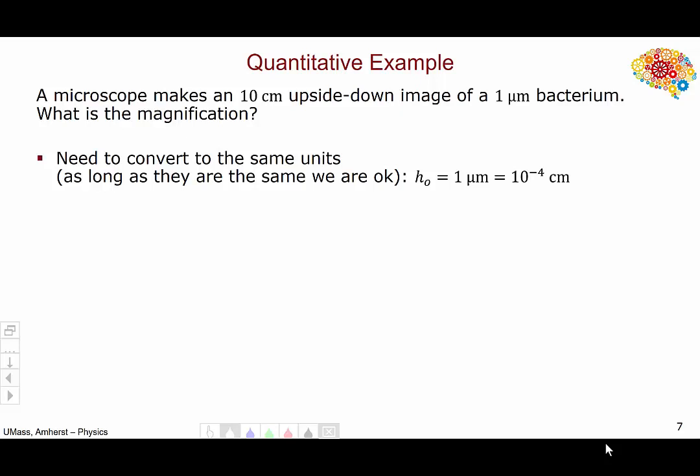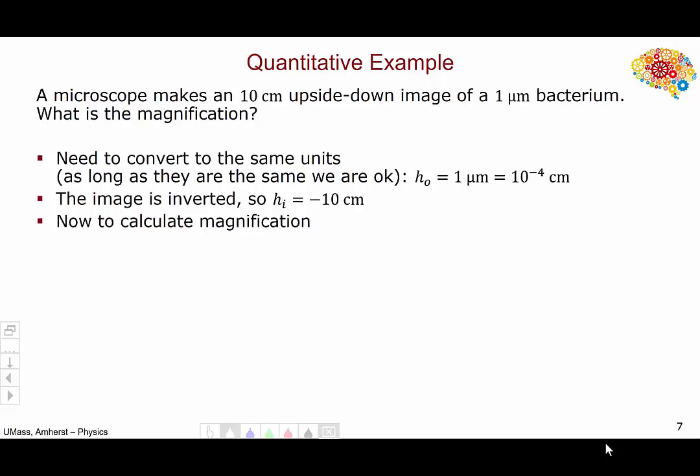So the image is in centimeters. It's 10 centimeters. So I'm going to convert the object height, 1 micrometer, into centimeters. 1 micrometer is 10 to the minus 4 centimeters. Now, the image is inverted, so the image height's not actually 10, it's minus 10 centimeters. Now we have all the information we need to go and calculate the magnification.